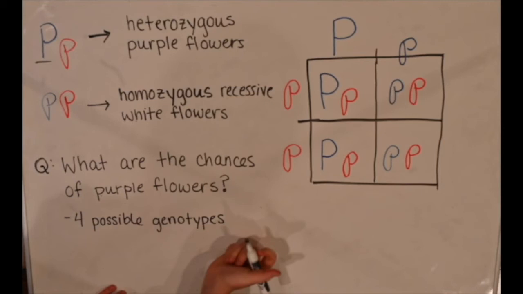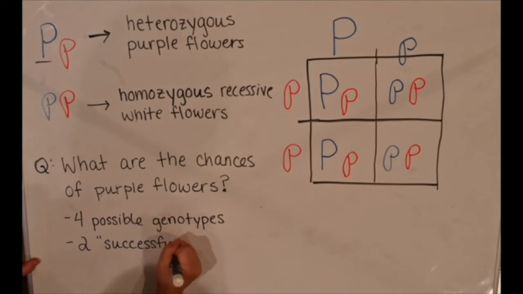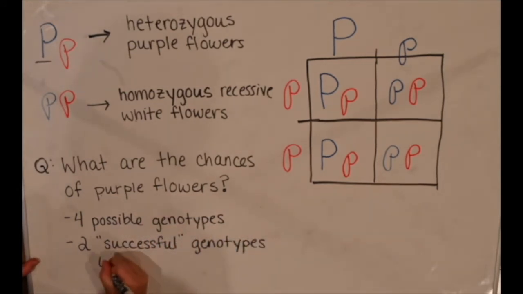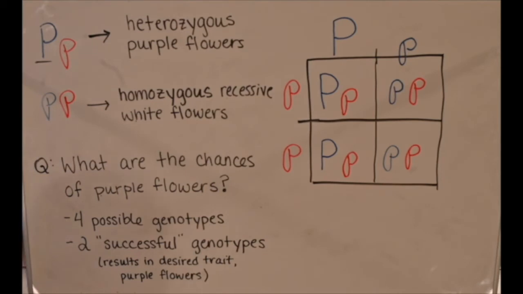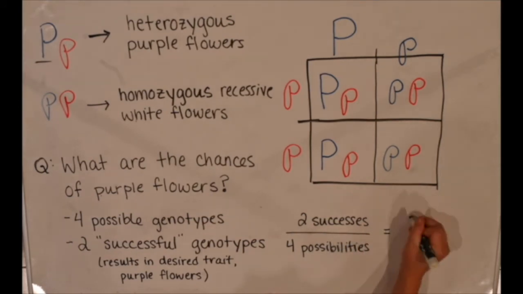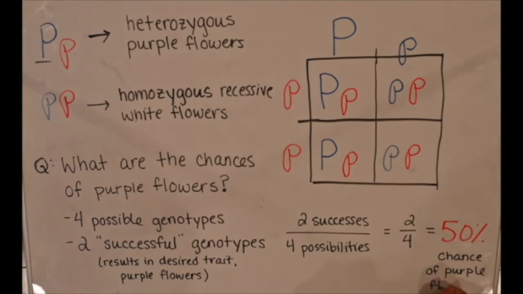So that's why we're calling it 4 possible genotype outcomes, rather than just the 2 genotype categories of heterozygous and homozygous recessive. What we care about for this question are the 2 genotypes in the Punnett square that will actually give us purple flowers, and we'll call these the successful genotypes because they result in the desired trait, purple flowers. So if we put these 2 successful cases over the 4 cases altogether, the 4 possibilities, we get 2 over 4, or a 50% chance of the offspring having purple flowers.